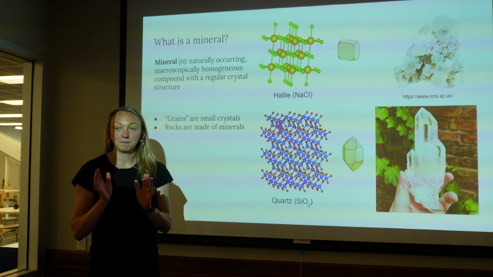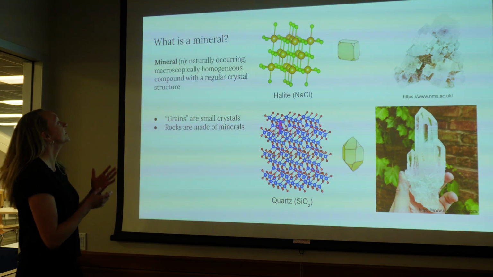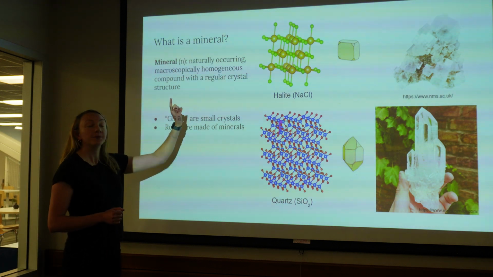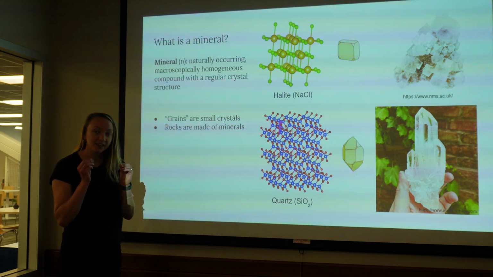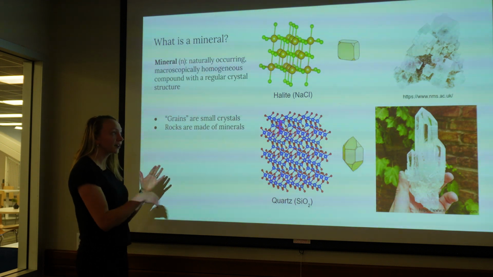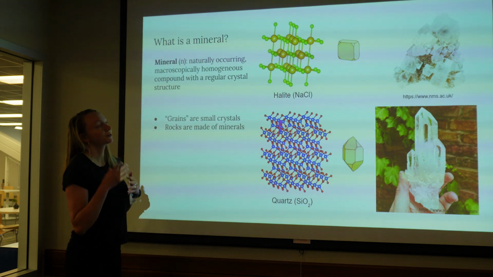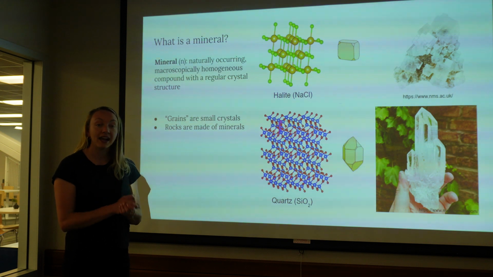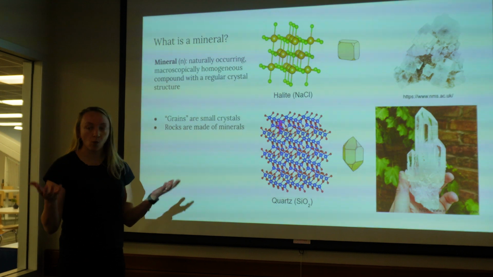Let's start with the very basic fundamentals. What is a mineral? A mineral can be defined as a naturally occurring, macroscopically homogeneous compound with a regular crystal structure. That regular crystal structure is what's key. The periodic array of atoms in a crystal structure is what allows us to study them because they are predictable and they behave in ordered ways.